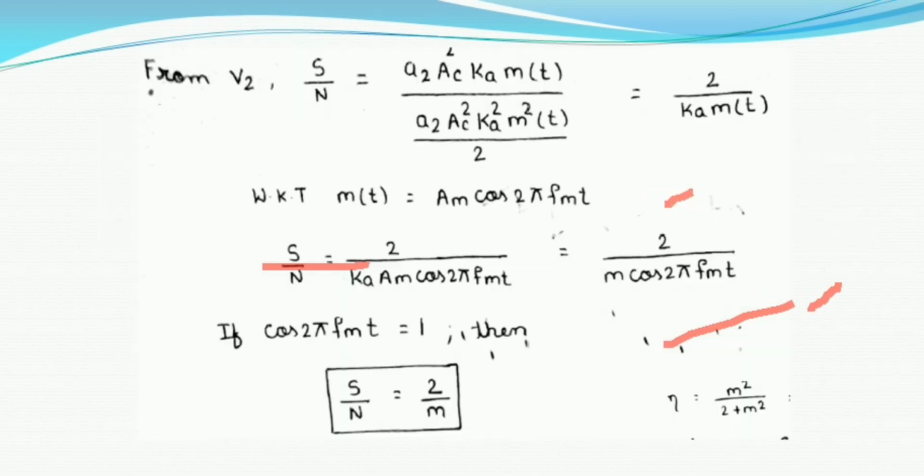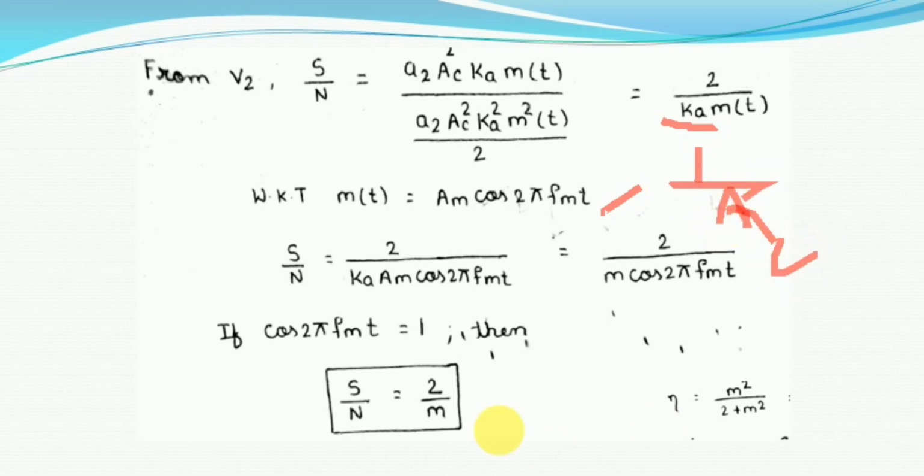Here, if you observe the expression V2, we can define the ratio S by N, that is, the signal to noise ratio. It is A2 AC square Ka m of t by A2 AC square Ka square m square of t by 2. If you do simple mathematics, finally we get 2 by Ka into m of t. Now assume the value of m of t. I can assume a single tone message signal is transmitted, so I can write m of t equal to Am cos 2 pi fmt, whereas we know that the Ka value is equal to 1 by AC.